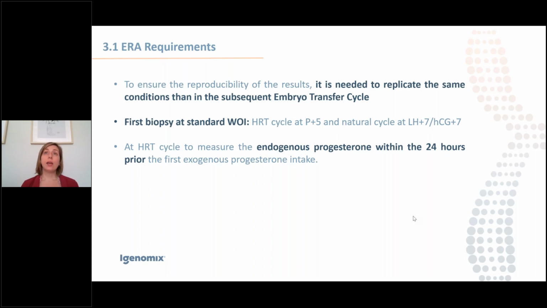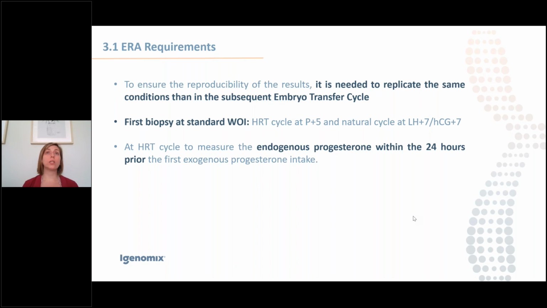But really, not all the additional medication is going to affect the reproducibility of the ERA result. But yes, it is going to happen for those medications that have hormonal interaction. For example, if you are going to use a steroid or corticosteroid or something that could interact with the hormonal metabolism, it could affect the reproducibility of the result. But even with that, we recommend trying to replicate exactly the same additional medication in both transfer and biopsy cycle. So we are going to be sure that we are replicating exactly the same conditions.